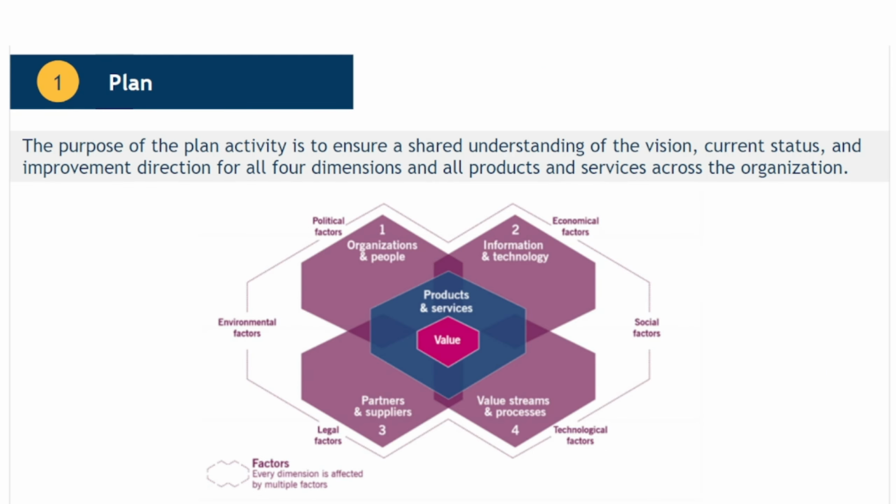Now let's look at the individual service value chain activities, starting with Plan. The purpose of the Plan activity is to ensure a shared understanding of the vision, current status, and improvement direction for all 4 dimensions and all products and services across the organization. Let's break this statement down.